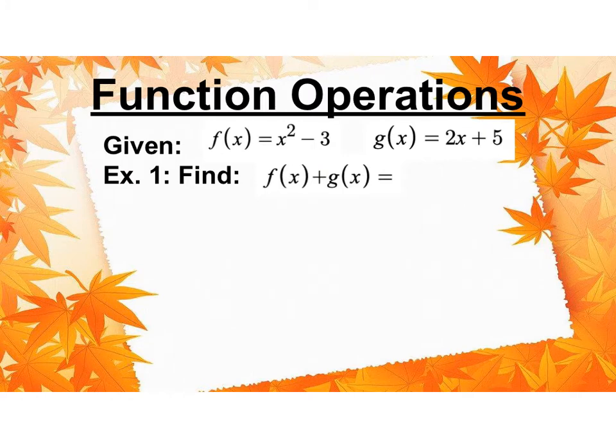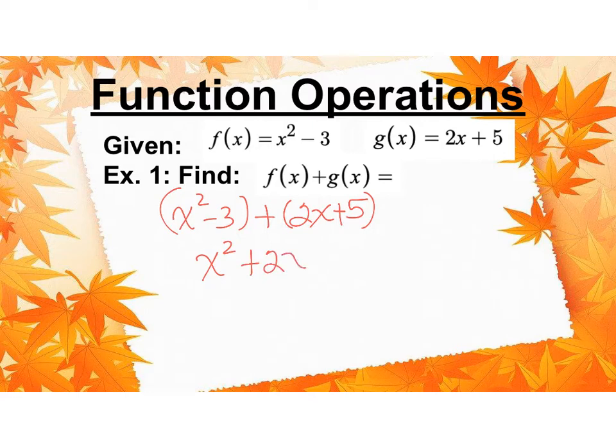Here we're given f of x is x squared minus 3 and g of x is 2x minus 5. And we're asked to do f of x plus g of x. So I'm going to substitute f of x in, and I'm going to add it to g of x. Notice I'm using parentheses. I don't necessarily need it here, but I just want to show you. And then I'm going to simplify by combining like terms. And that is my final answer.